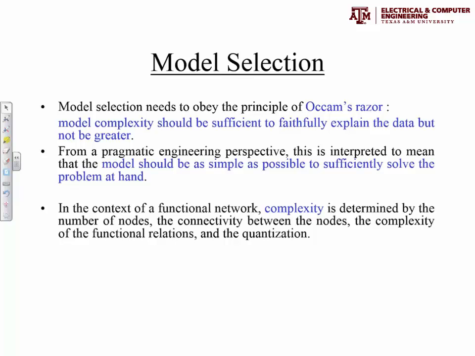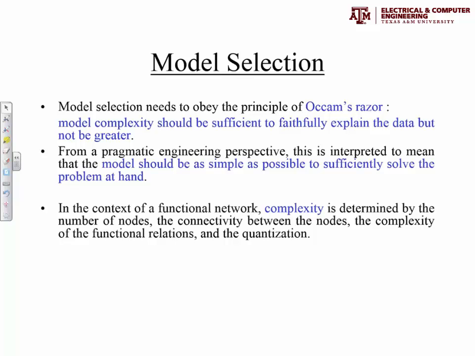If you're looking at a gene regulatory network, complexity will be determined by how many genes there are in the network, the number of nodes. What is the connectivity between the nodes? Is each and every node connected to each and every other node? That'll be pretty complex. But if there is sparsity of connection, that'll make things easier for you.